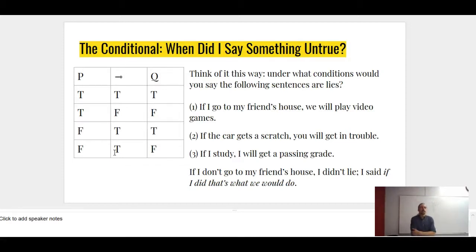So let's think about these other examples too, right? If the car gets a scratch, you'll get in trouble. When is that false? I get a scratch and I don't get in trouble. If I study, I'll get a passing grade. I study, I don't get a passing grade, then the statement's false. So the conditional has this particular truth table where it's only false in one case, where the antecedent is true and the consequent is false.